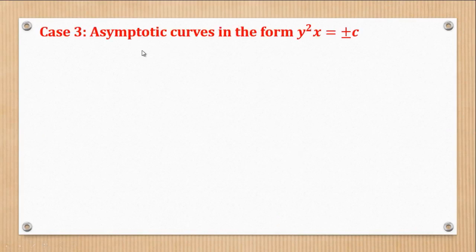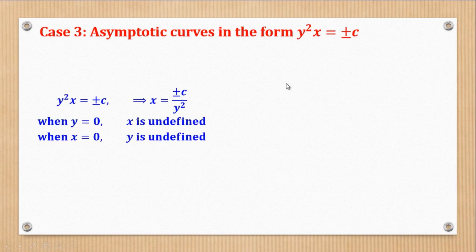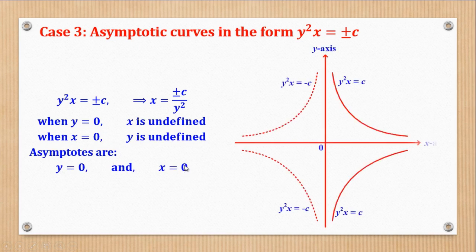Now shall I go to case 3 of asymptotic curves, where now it is y which is squared. So we get y squared x equal to plus or minus c. So in that case, we have to also first get the intercepts. So y equal to 0, x is undefined. When x is equal to 0, y is undefined. And in that case, the asymptotes will be y equal to 0 and x equal to 0. And therefore, the curve will be in this shape.